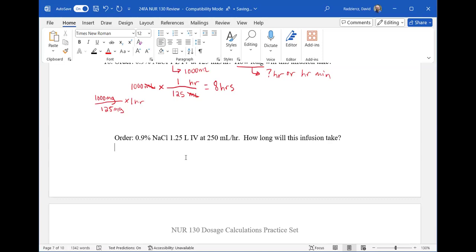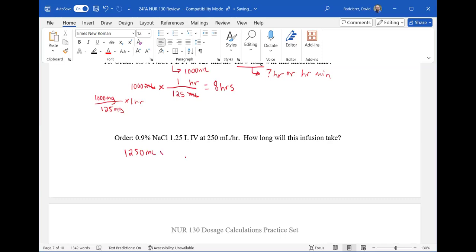I say 250. Okay, that'll work. All right. So 1.25 liters, and it's infusing at 250 milliliters per hour, and we want to know how long will this infusion take. Basically, when will it be done? So in order to solve for that, I have to first convert my liters to milliliters. So 1.25 liters is the same thing as 1,250 milliliters.